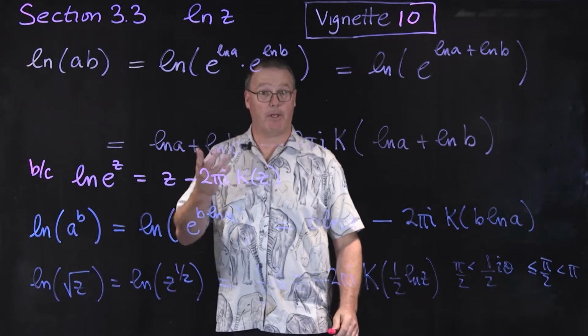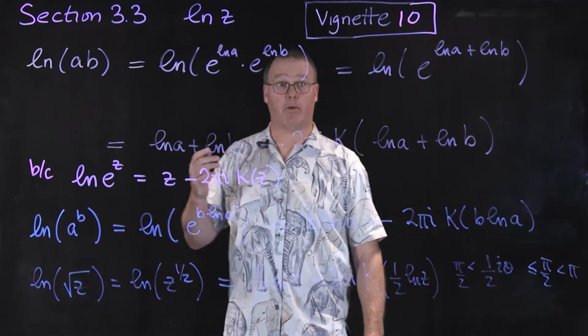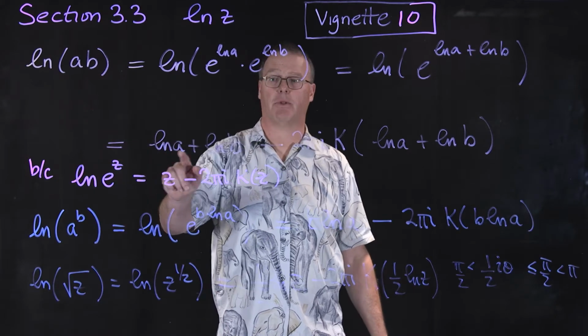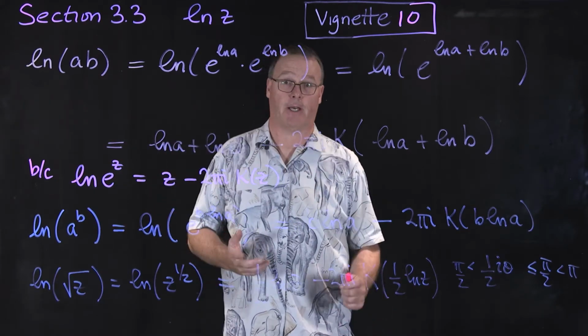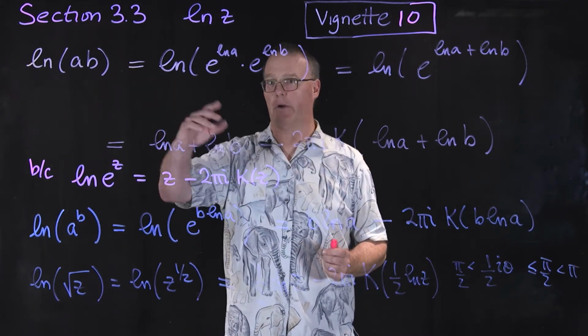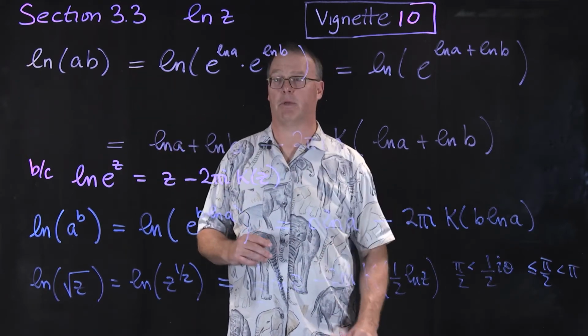All right, let's have another look at the identity that we wanted. We wanted log of a times b to be equal to log of a plus log of b. It's not, at least it's not always true. So let's see how we can figure out what's really true with these unwinding numbers.